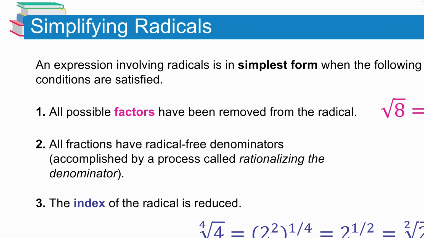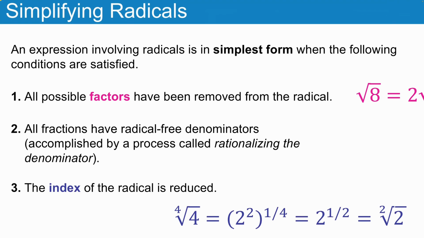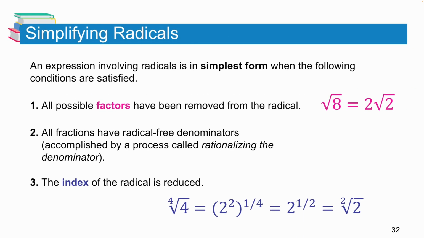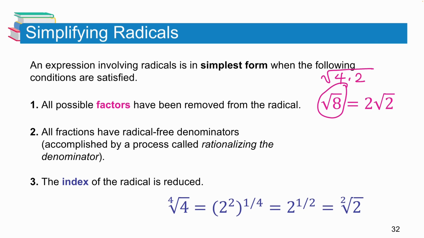And then simplifying radicals. So whenever you're asked in problems, and you will be asked in problems to simplify, to give answers in the simplest form, then these are the 3 things that you want to do. First of all, you want all possible factors to be removed. So if you have the square root of 8, you can simplify that into 4 times 2, where the square root of 4 is just going to be 2 times the square root of 2. You definitely want to do that to get as much out from underneath the radical as you possibly can.